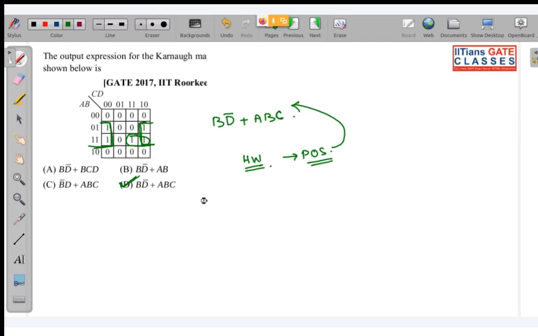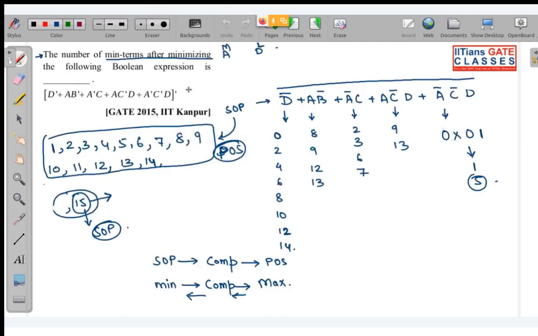You need to check for POS, and over here also you are going to check this question using your K-map, to see if you get the same result or not.